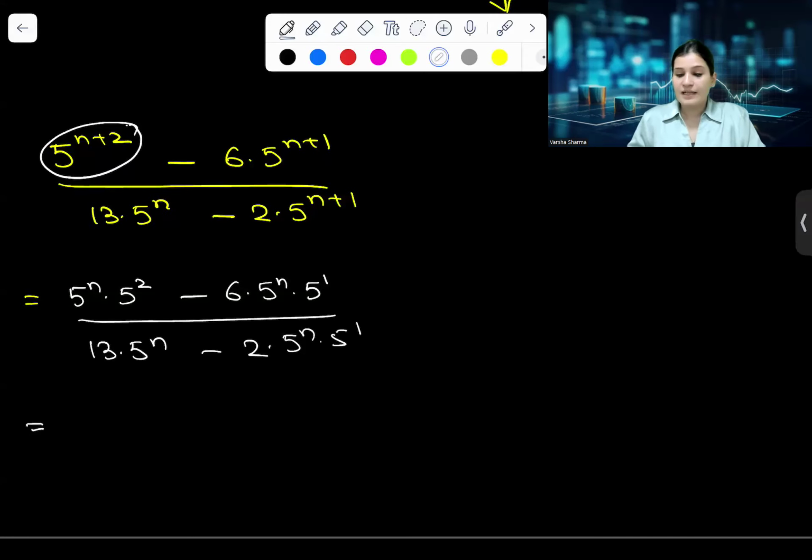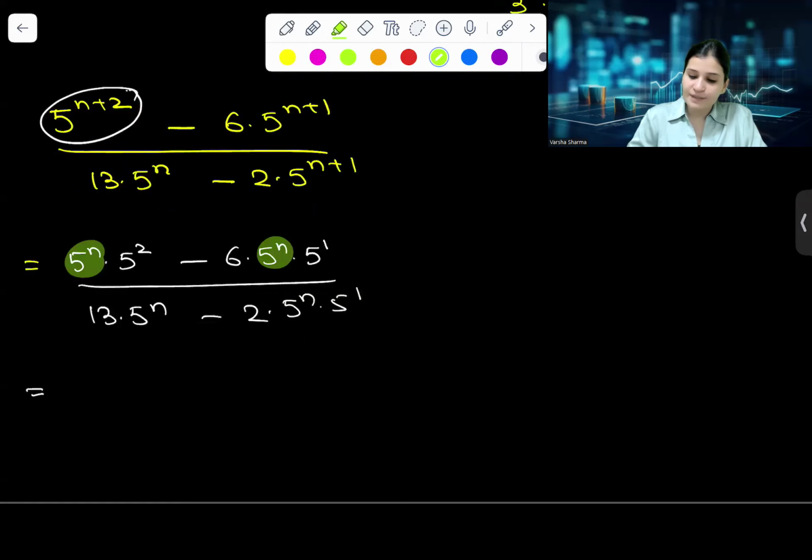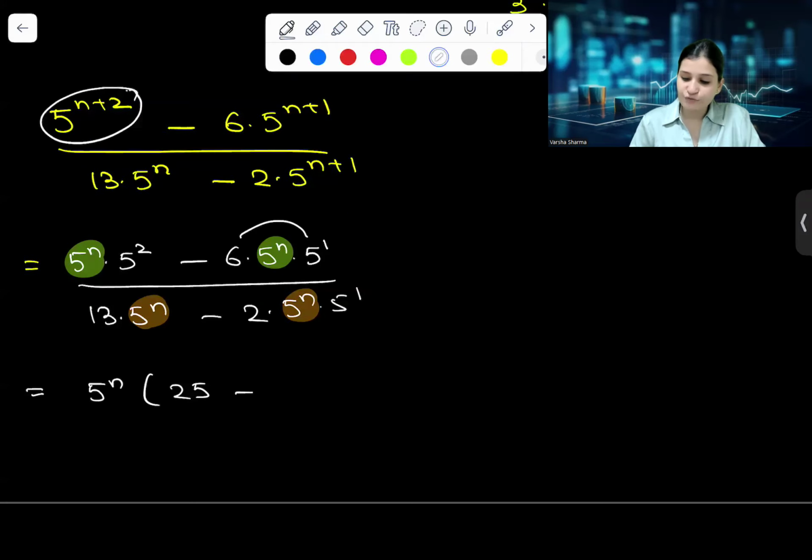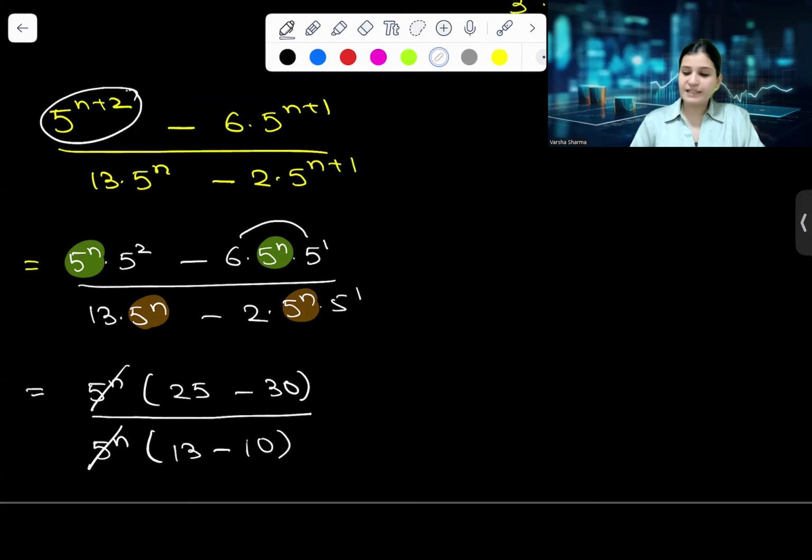Now what I'll do is I'll take these variable things common, both in the numerator as well as in the denominator. Taking 5 power n common, I'm left with 5 square 25 minus 6 into 5, 30. Same thing in the denominator, taking 5 power n common, I'm left with 13 minus 10. 5 power n gets cancelled. So minus 5 upon 3. Is it clear?